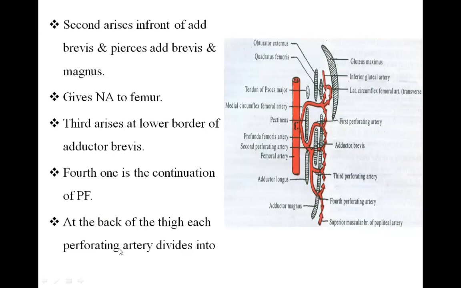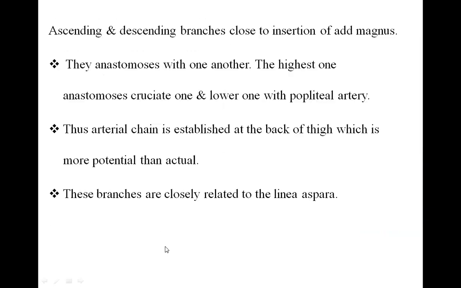At the back of the thigh, each perforating artery divides into ascending and the descending branches close to the insertion of the adductor magnus muscle. They anastomose with one another. The highest one anastomoses with the cruciate one and the lowest one with the popliteal artery. Thus, the arterial chain is established at the back of the thigh, which is more potential than actual. These branches are closely related to the linea aspera. While studying the femur, you have seen the linea aspera, which is present on the posterior surface of the femur.